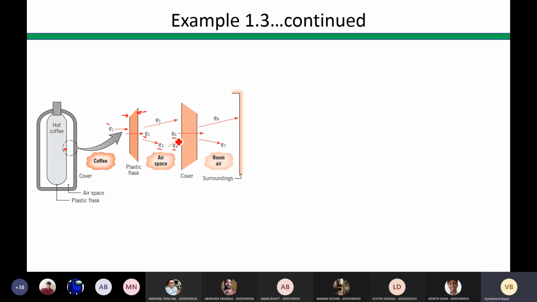Then Q6 can be thought of as the conduction through the thickness of the cover. Then what about Q7? Q7 may be thought of as a convection from the outer surface to the room air, right? Yes. And Q8 can be thought of as the radiation heat transfer between your outer surface and the surrounding, the second case of the radiation, right? Is it clear?